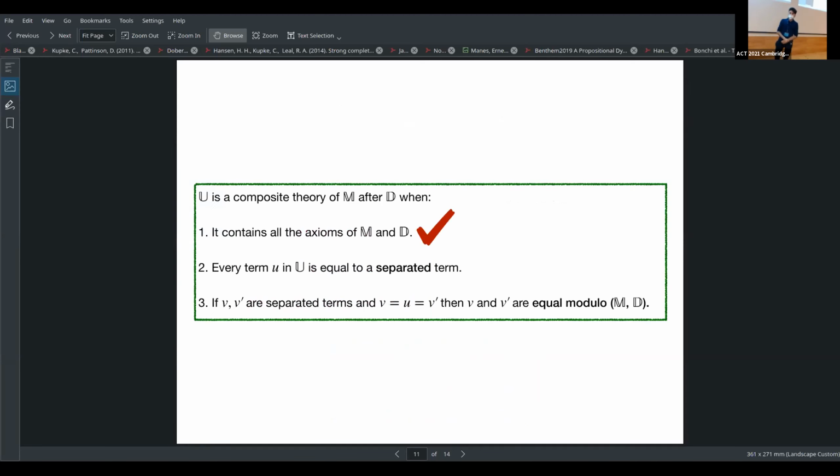Next slide, please. Okay, so what we want to do now is check if this is in fact a composite theory, right? Because if it is, that proves that we have a distributive law. So the first thing to check is that it contains all the axioms of M and D, and hopefully from what I showed you on the previous slide, everyone can agree that it does. The second thing to check is that every term can be rewritten as a separated term. Next slide.